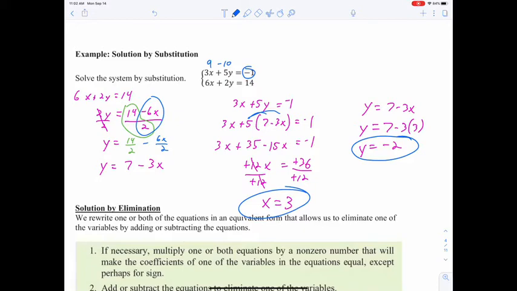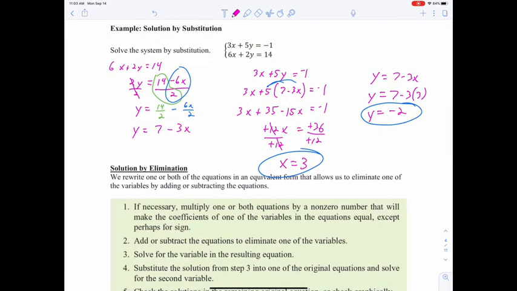X is 3, so that's 18. Y is -2, so that's -4. 18 minus 4 is 14. Okay, so the check works. We got the right answer. That's a guarantee that you have the right answer as long as you plug in correctly.